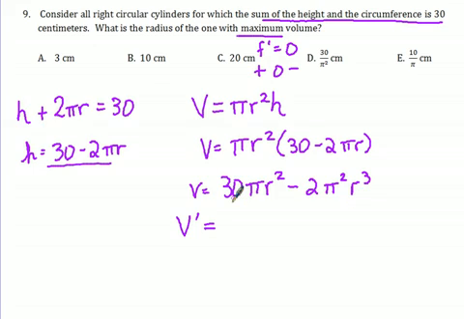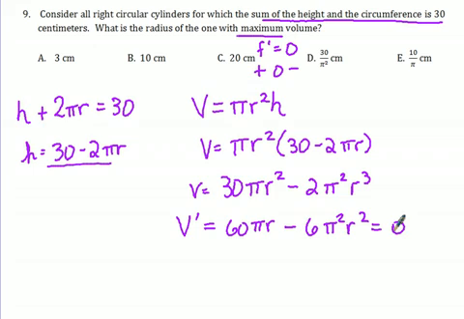And now I want to take this derivative. The derivative of 30 pi r squared is just going to be 60 pi r minus, and then this derivative, I've got r cubed here. This 2 pi squared is just a number. So I'm going to multiply the 3 and get 6 pi squared r squared. So now I've got my derivative. I need to set it equal to 0. And we're going to solve for r.